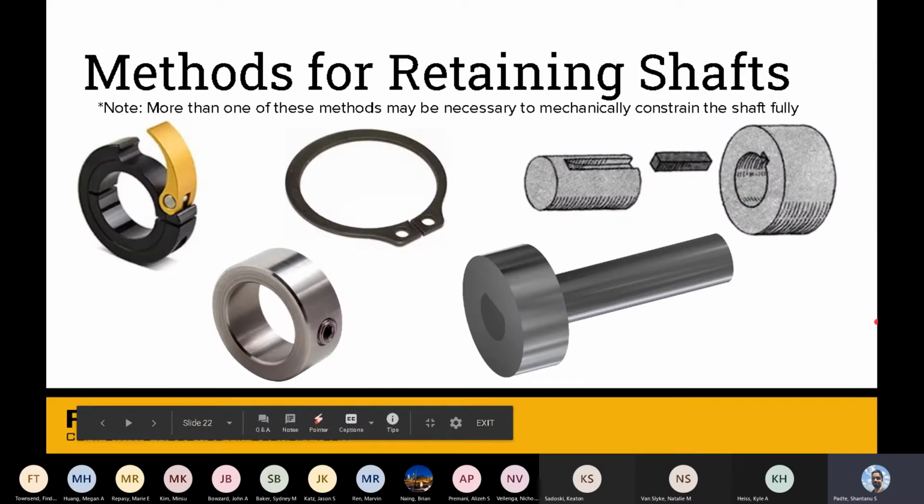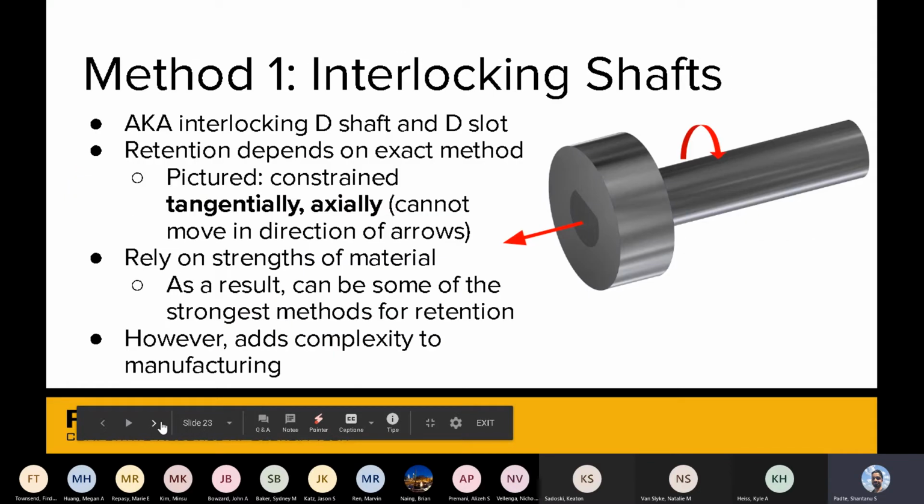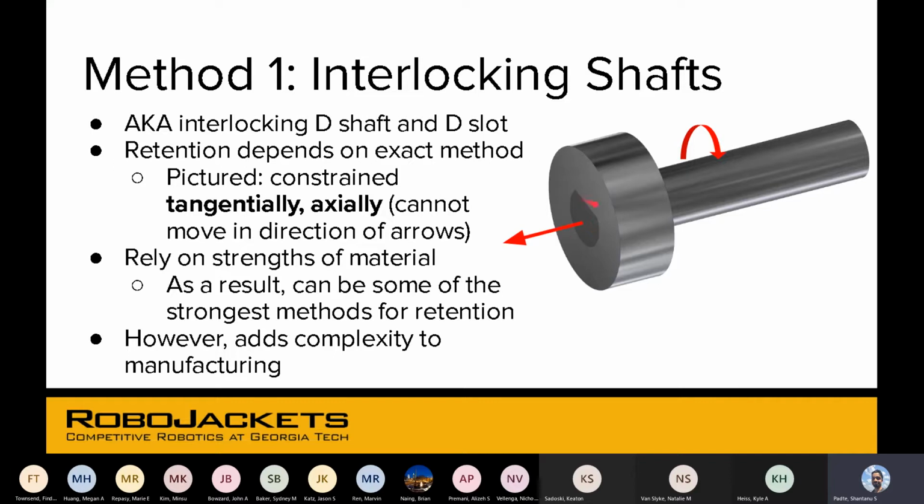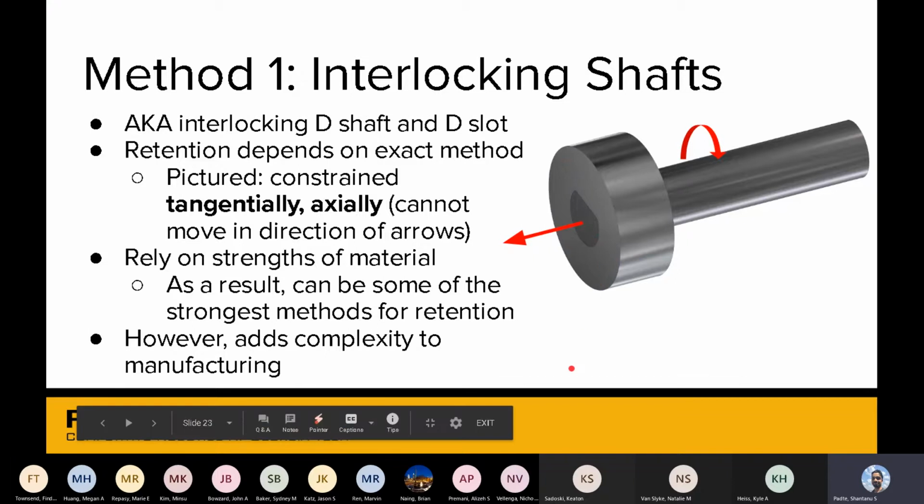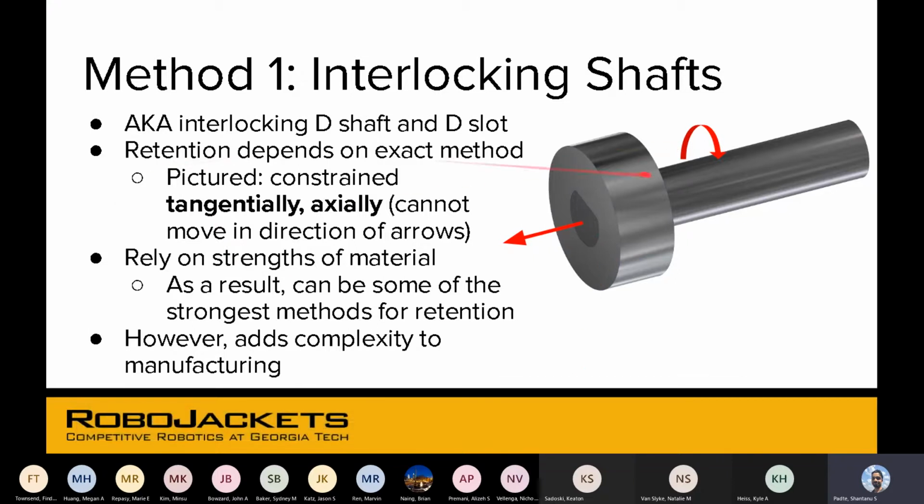So these are different methods for retaining shafts. As you can see from last time, this is what a set screw looks like. We'll look at it further. So this is an interlocking D shaft. As you can see, the profile of the shaft has this D shape over here. And this thing also just has a corresponding D-shaped hole. So the retention depends on the exact method, but generally you're constraining this tangentially, as in this does not rotate with respect to the shaft, and axially, like it cannot move along the shaft after you've tightened it.